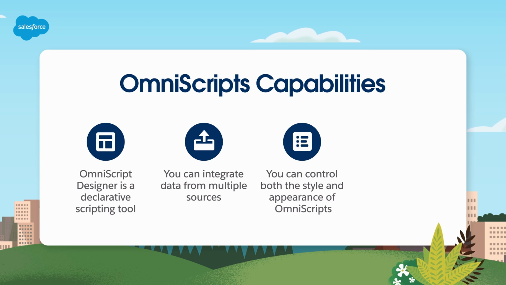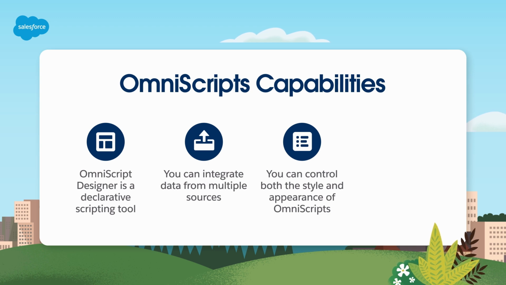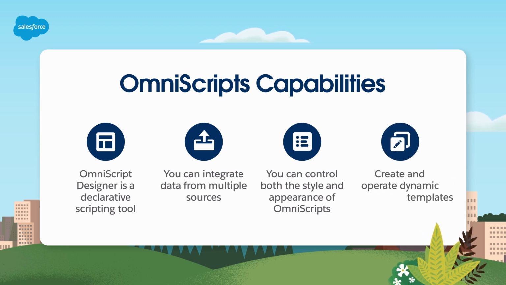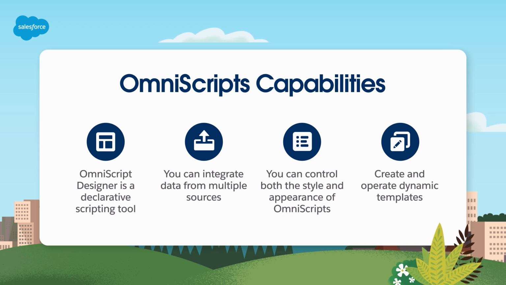Style and appearance. Design the look and feel of your OmniScripts. Use custom Lightning style sheets to control branding, or use Newport Design System to harness the CSS framework. Dynamic templates. Create and operate dynamic templates. Merge data from any source into dynamic templates and send or attach them wherever you need to.